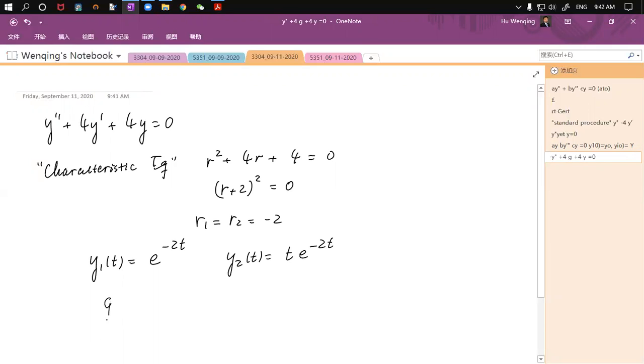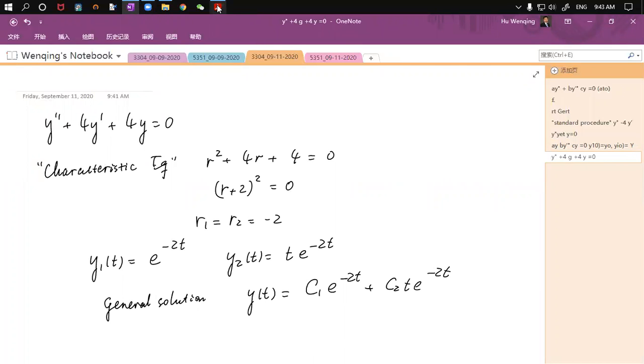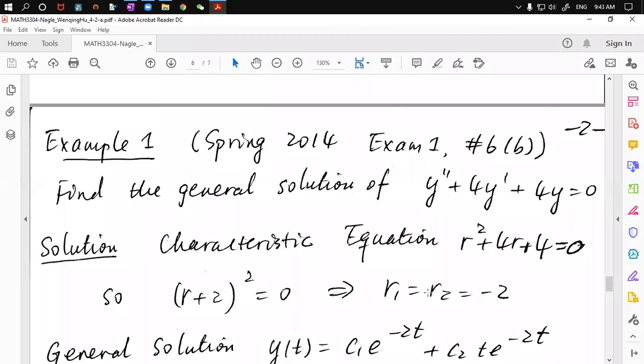So the general solution is going to take the form y of t is equal to c1 e to the power minus 2t plus c2 t e to the power minus 2t. That's it. That's how you make use of the golden principle in order to create general solutions.